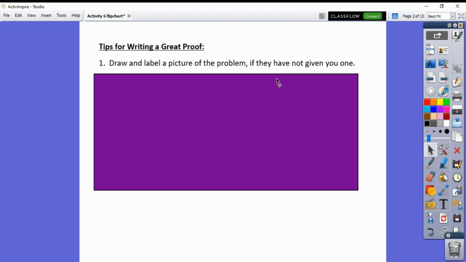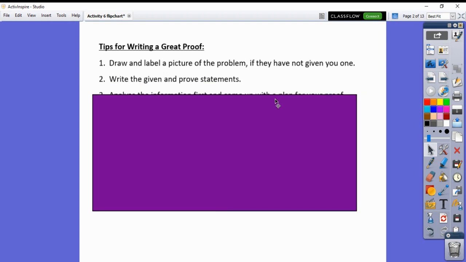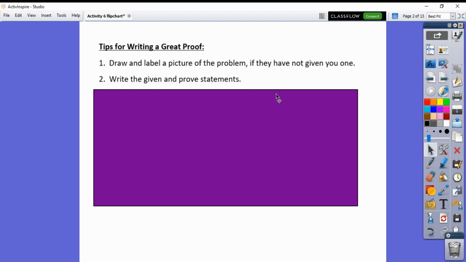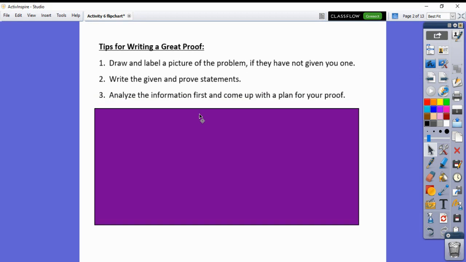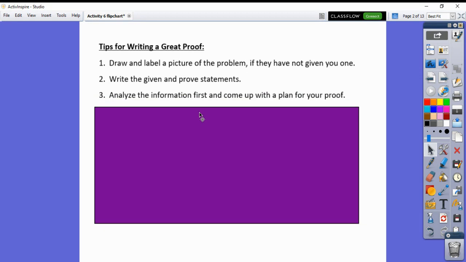This is a good problem-solving strategy, not just for proofs, but for any type of problem. If you don't have a picture, draw the picture, but also label the picture. Include all the information that you know about and put it in the picture. Write down your given and proof statements. A given statement is what starts a proof, and a proof statement is the statement that you're trying to prove, the statement that you're trying to justify as true. Analyze the information first and come up with a plan for your proof. That's just kind of getting an idea of where you're going in the proof and how you're going to get there.